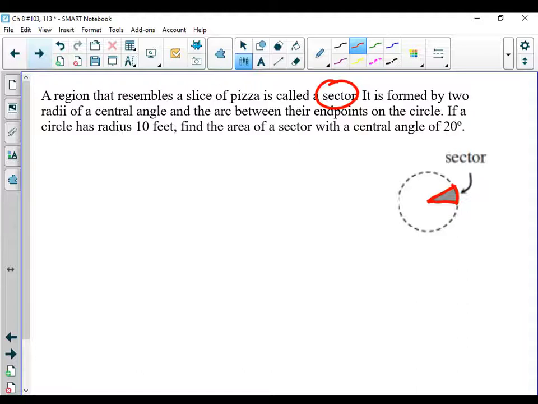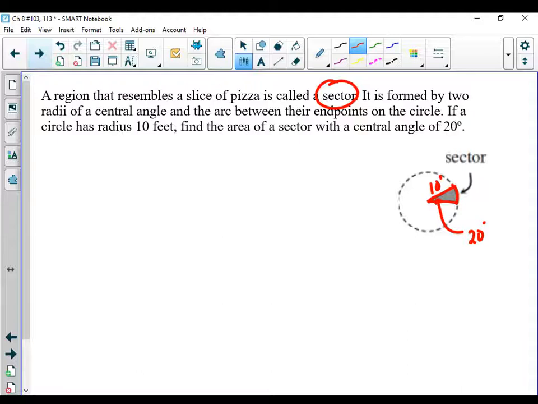So if we know a circle has a radius of 10 feet, we know the central angle is 20 degrees, we're going to try to find the area of the sector. So again, try to find the area of the sector here. So pause the video and then come back and see how you did on it.